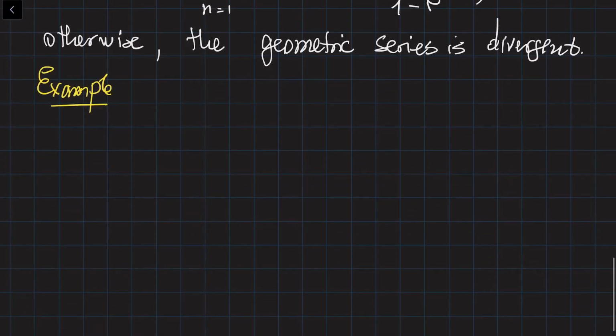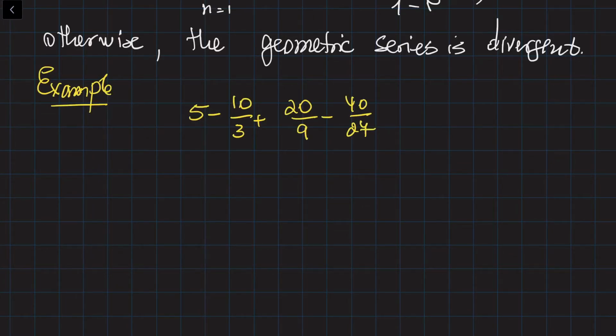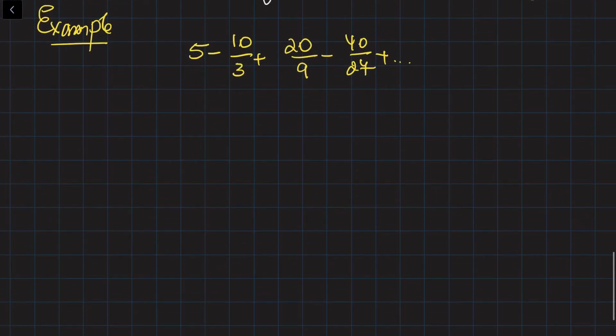So estimate the sum of the series 5 minus 10 over 3 plus 20 over 9 minus 40 over 27 plus, and so on. Obviously, the first term a is going to be equal to 5, and in order to find the common ratio, we can just divide the second term by the first one.